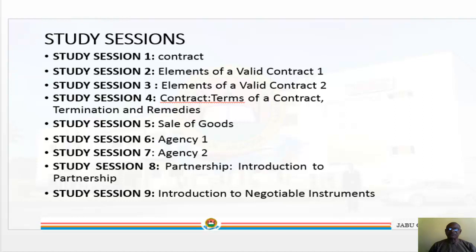During session 5, we will be going into sale of goods, while session 6 will introduce agency 1, the first part of agency. The next one will be introduced during study session 7 for agency 2. Agency 2 will get completed, and we will move to study session 8, when we will learn about partnership. We will introduce you to partnership there. And during study session 9, we will be going into introduction to negotiable instruments.